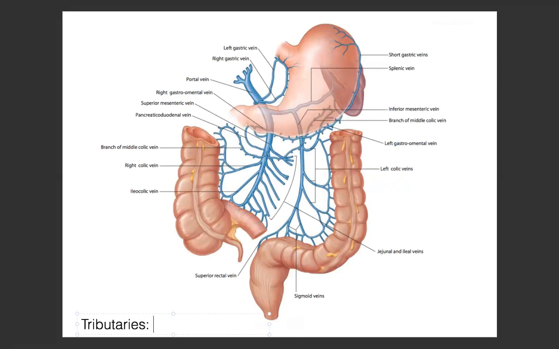Now, when you say tributary, it means what forms the vein. For example, in the artery we used to say branch. Tributary is like the opposite of a branch. It's what forms it. Two main tributaries that form the portal vein are the splenic and the inferior mesenteric, I think. Yeah.